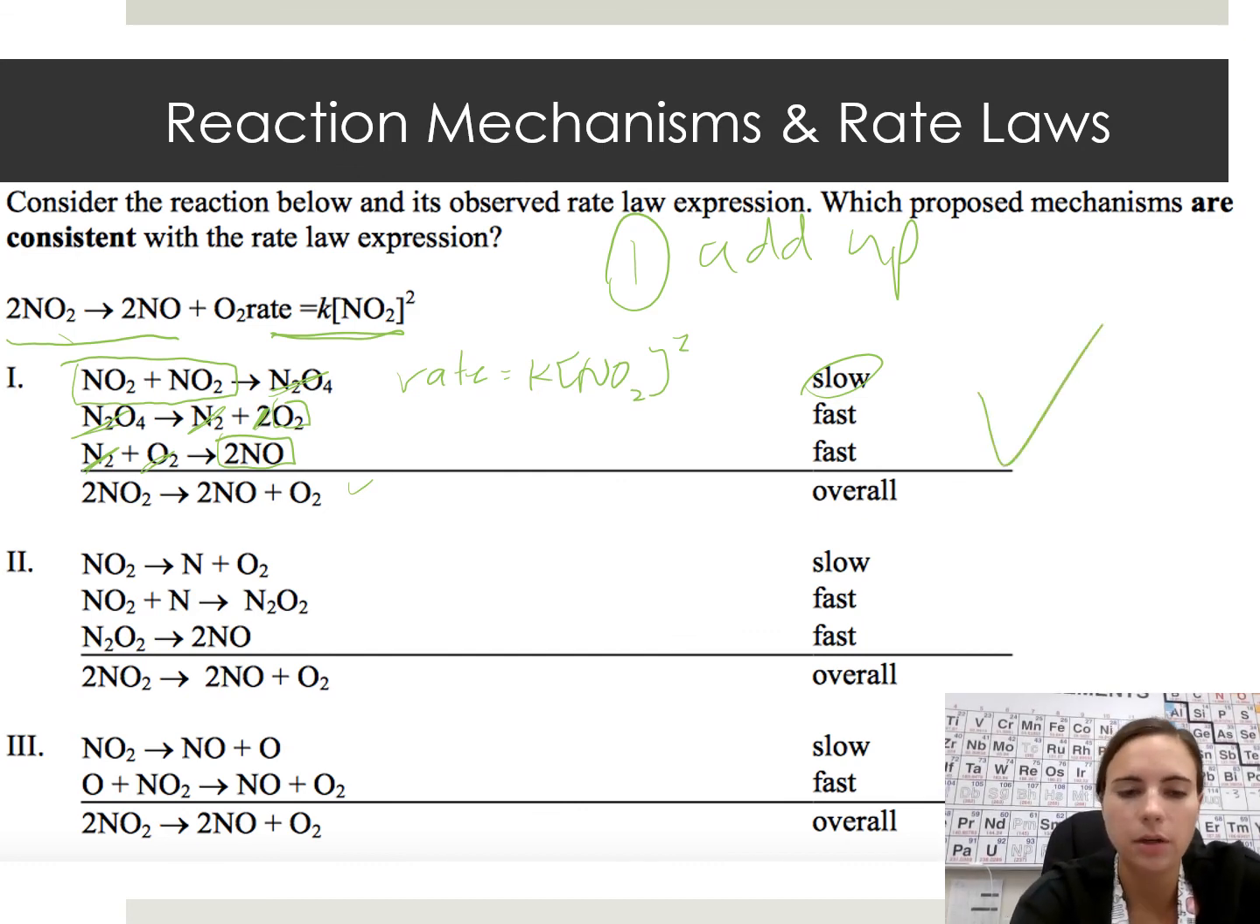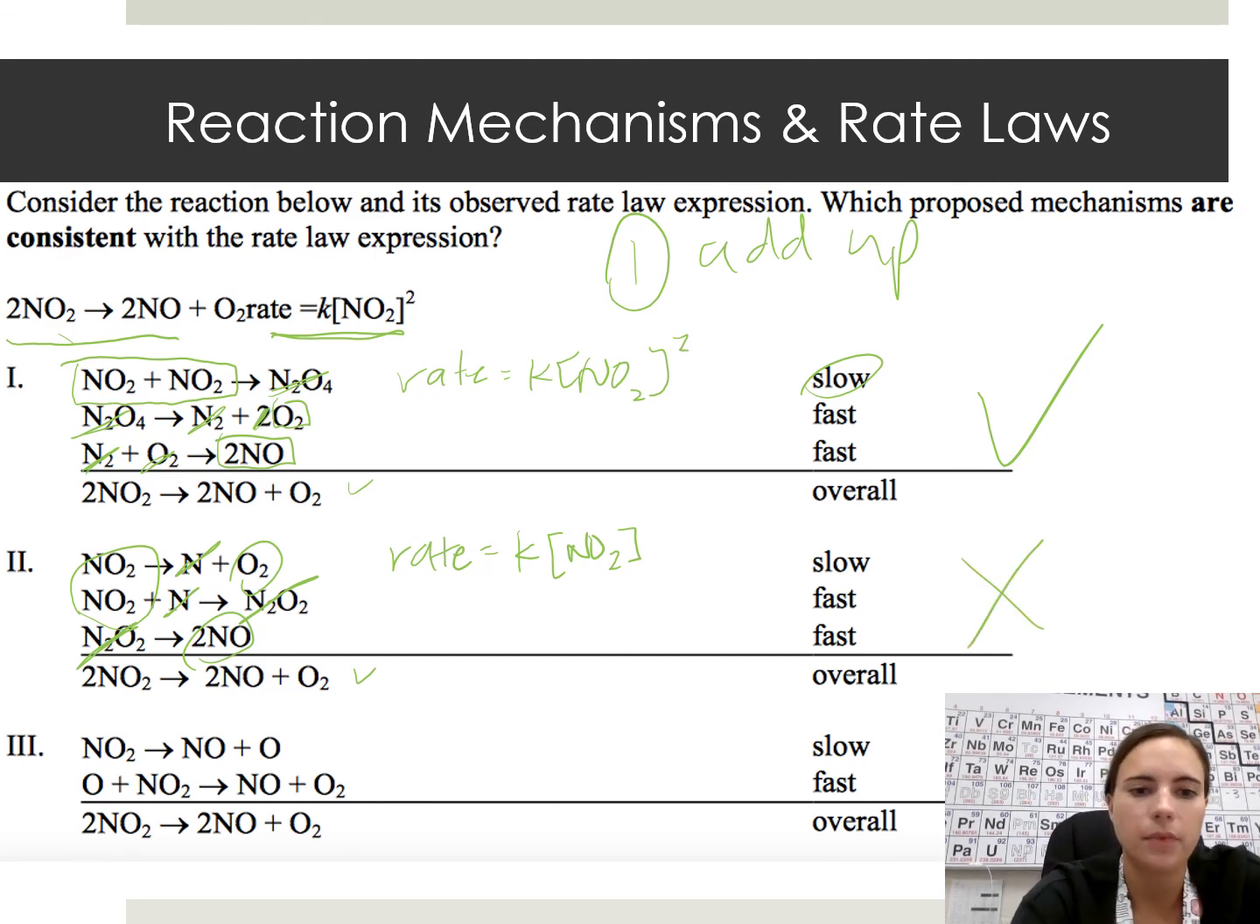Looking at the second one, let's cancel things that show up on both sides. So N2O2, this nitrogen. So I'm left with 2 nitrogen dioxides, an oxygen, and 2 nitrogen monoxides. That does add up to the overall reaction. But for this one, the rate of the slow step, the rate law would be nitrogen dioxide first order. That doesn't match the experimentally determined, so this is not a viable mechanism.